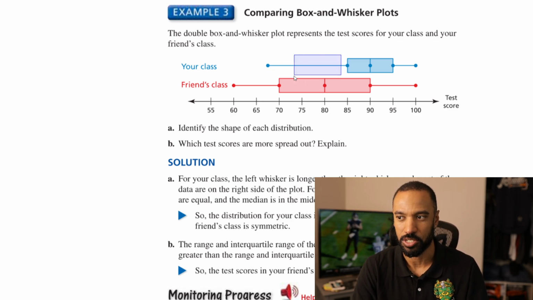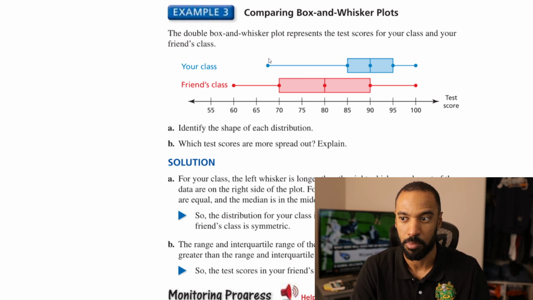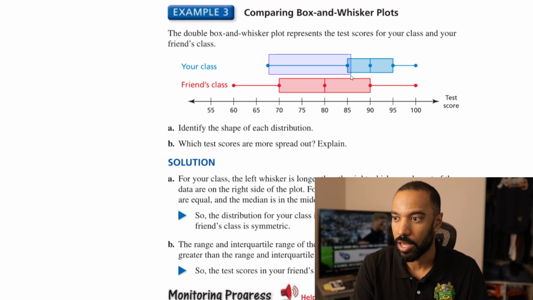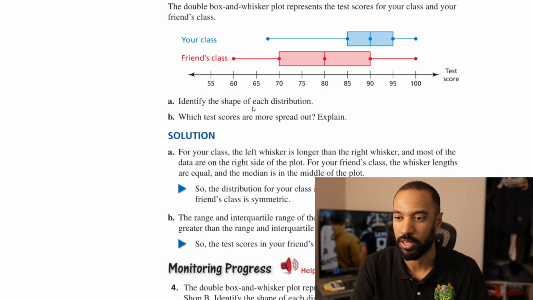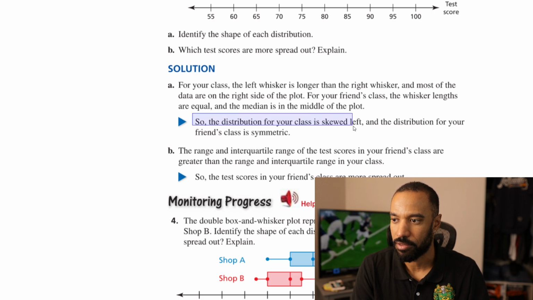But boom, that left whisker, and this is something like what my classes would look like. You'd get more spread on that lower end, because there are some that really hit a minimum, which is going to spread out more than those who studied or whatever. But here, this is left skewed. This is a left skewed thing in my class. So the left whisker is longer, and most of the data are on the right side of the plot. So for ours, we are skewed left.